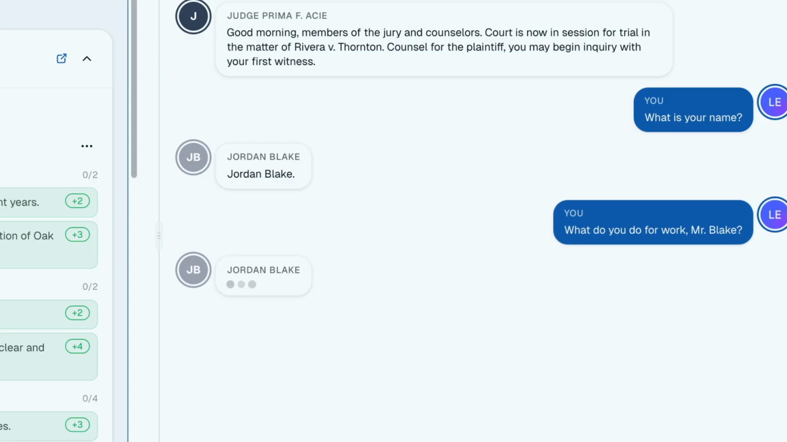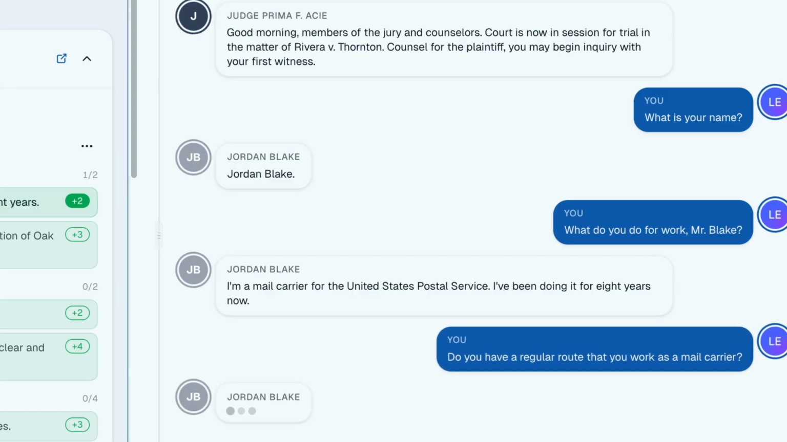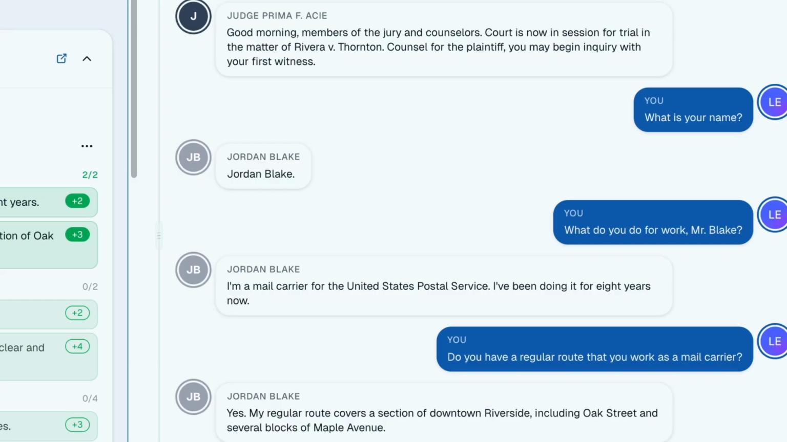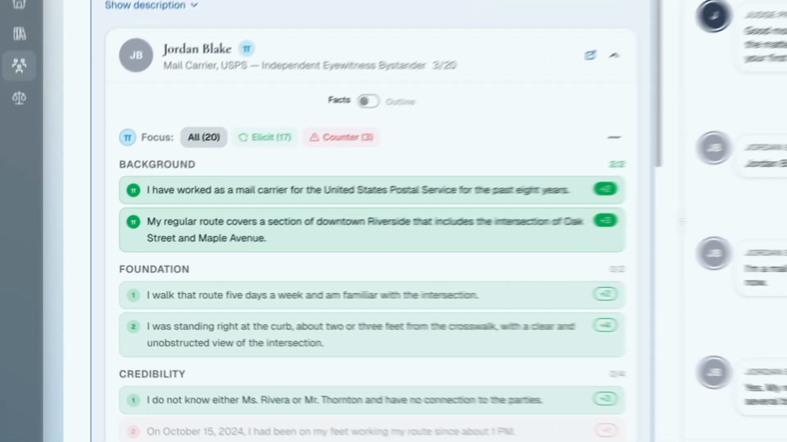Witnesses only answer from their uploaded statements. They don't hallucinate, and if they don't know the answer to a question, they say so. Our system generates a set of key facts, the most critical pieces of testimony for each witness. When a user elicits testimony matching these facts, points are awarded based on the importance of that testimony to their side's case.